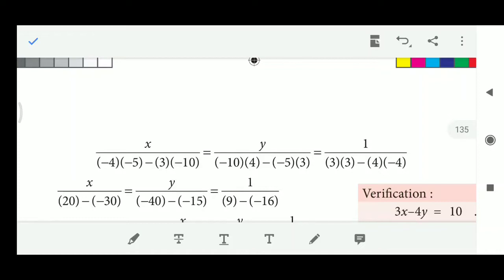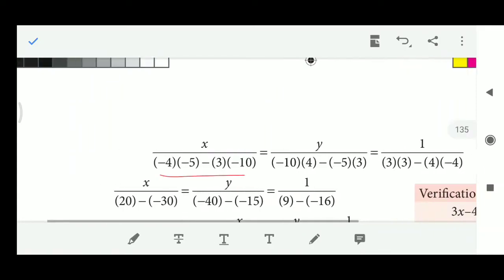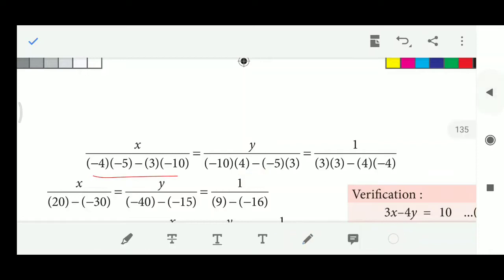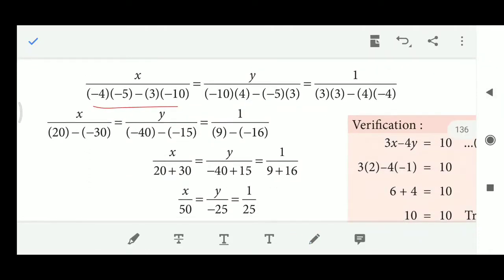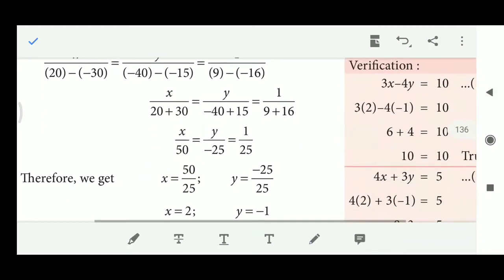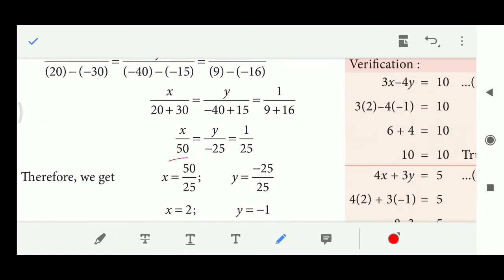So look here, x by (-4 into -5 minus 3 into -10). Next, y by (-10 into 4 minus of -5 into 3) equal to 1 by (3 into 3 minus -4 into -4). On simplifying, you will get x/(20 - (-30)) = y/(-40 - (-15)) = 1/(9 - (-16)). On simplifying again, you get x/50 = y/(-25) = 1/25.